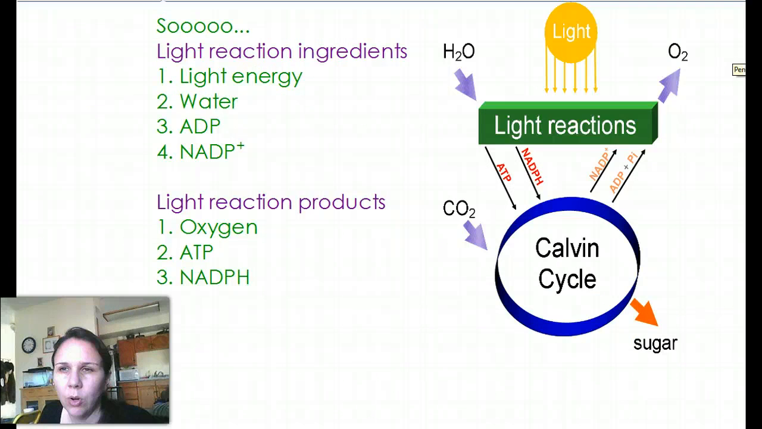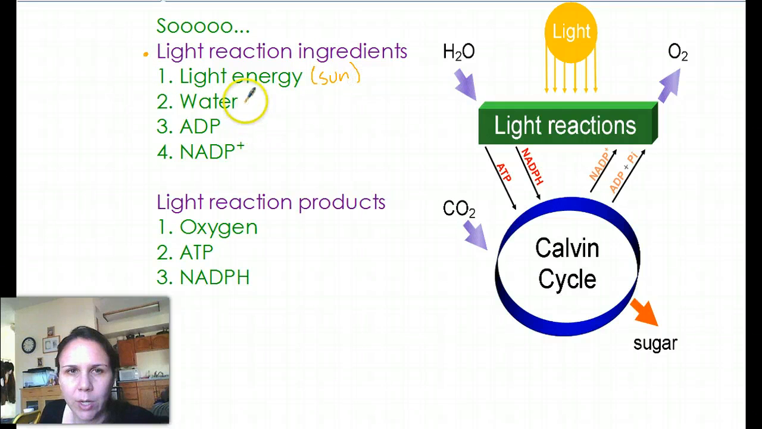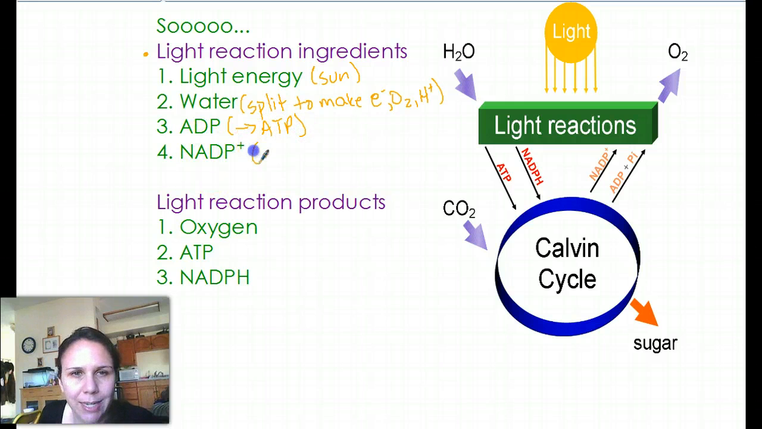So, what's the point of all this? Okay, well, let's take a look. The light reaction has a couple of ingredients. We need energy. That comes from the sun. We need water. Why? So we can split it to make the electrons, and the oxygen and the hydrogen ions. Why do we need ADP? To make ATP. And we need NADP+. Why? To make NADPH. Okay, so these are all my ingredients, the things that go into the light reaction.